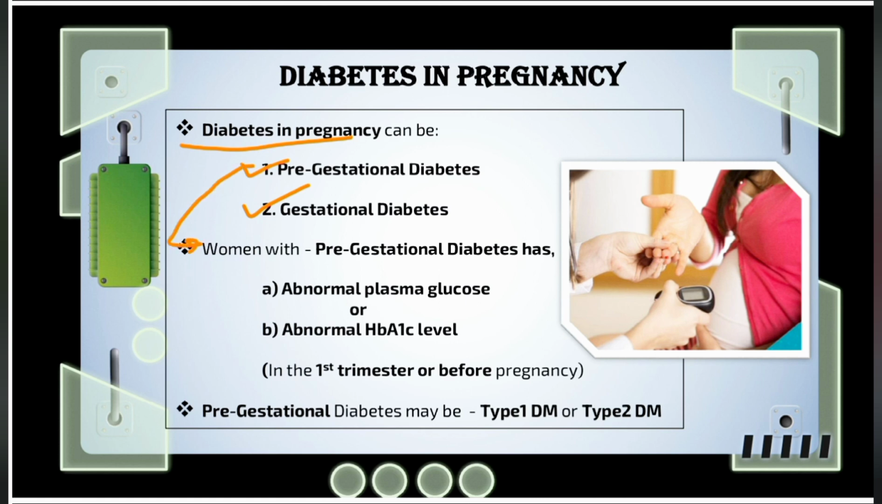Any woman who is showing abnormal plasma glucose level or abnormal HbA1c level in the first trimester or before the pregnancy will be known as having pre-gestational diabetes. This pre-gestational diabetes can be either type 1 diabetes or type 2 diabetes mellitus.